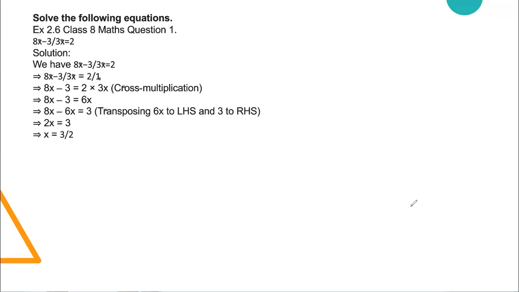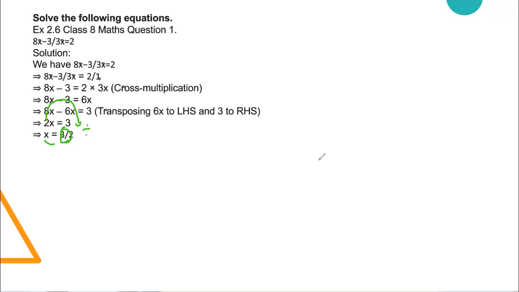Now when we do that, you can subtract 8x minus 6x, that is 2x, and that is equal to positive 3, right? How are you going to solve this further? That's quite simple. You can just transpose 2 towards your RHS, which converts to division. So 3 divided by 2, that is 3/2, is the final answer, the value for x.